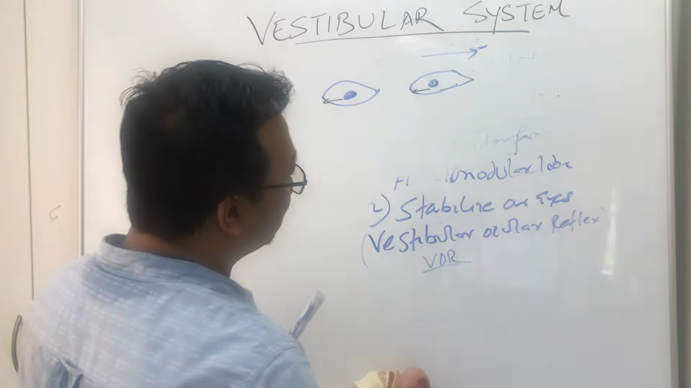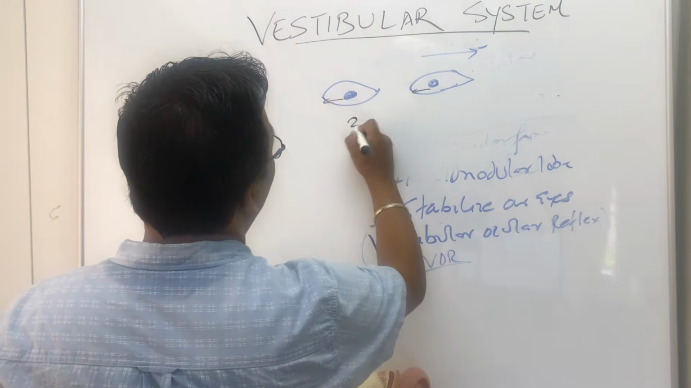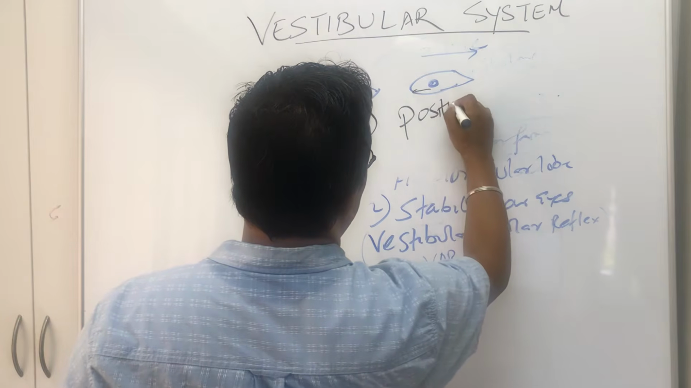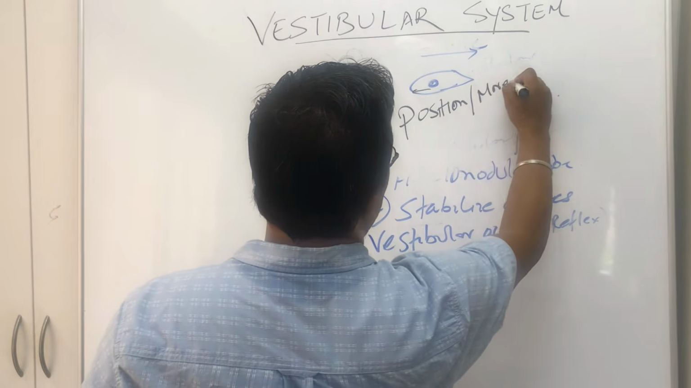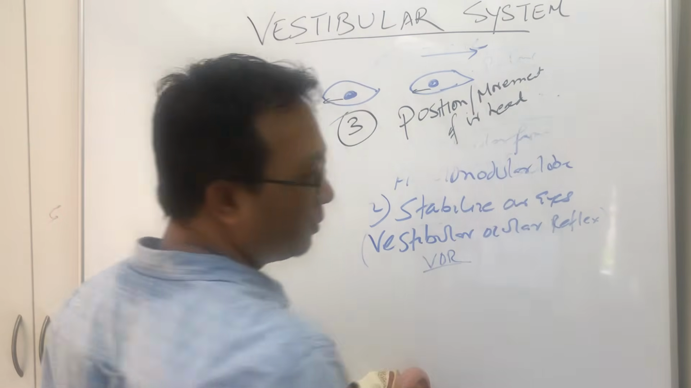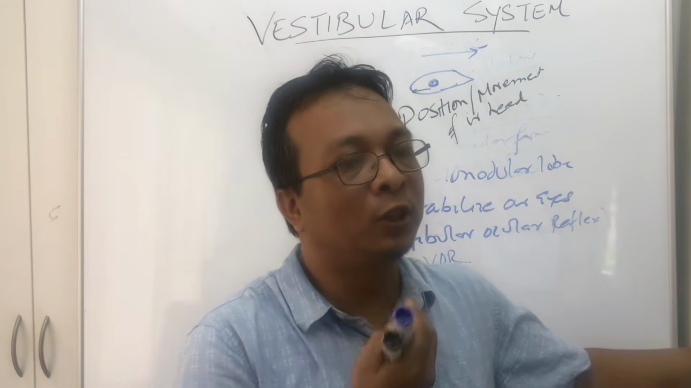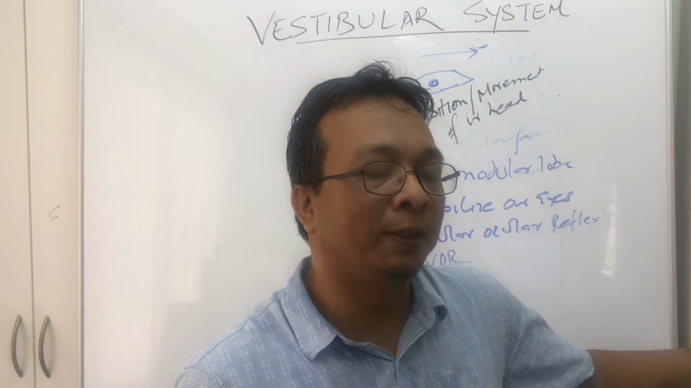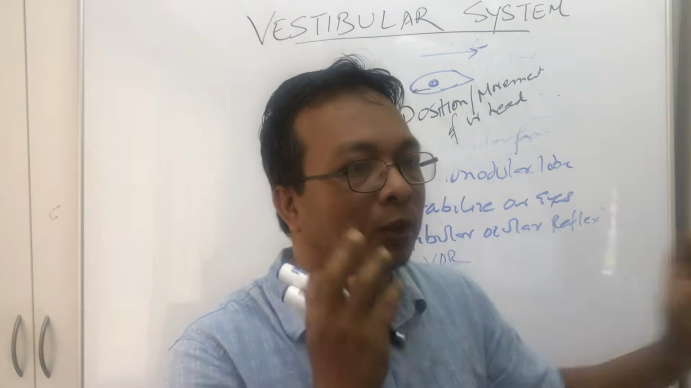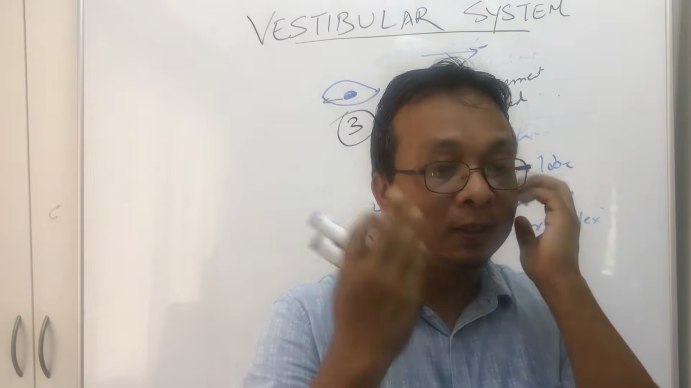So number 1 is posture and balance. Number 2 is stabilizing our eyes by the vestibulo-ocular reflex. A third function of the vestibular reflex is that it tells the brain the position or movement of your head. It constantly tells you where you are standing, the position of your head in comparison to the position of the body. It constantly feeds the brain where your head is: right, left, center, up, nodding, whatever you are doing.